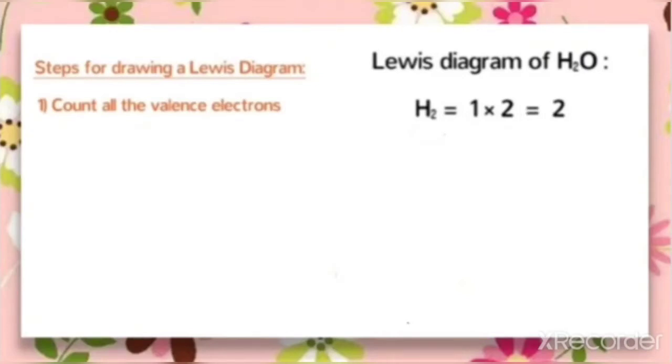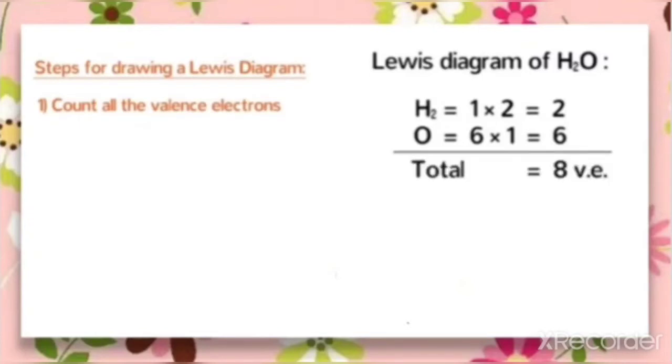But here there is one oxygen atom also. The valence electron for the oxygen atom, because it belongs to group 16, is 6, and here only a single oxygen atom is there. Therefore, 6 into 1 is equal to 6. When we make the sum, we get a total of 8 valence electrons. So that is the first step.